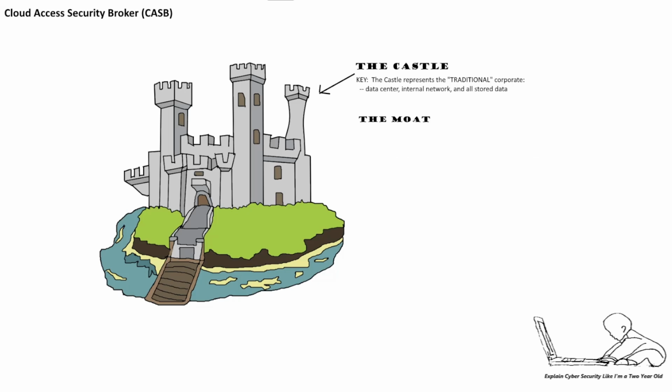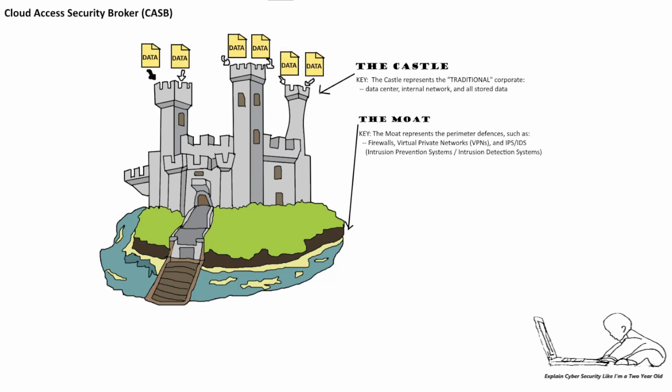And the moat would be all the perimeter defenses, such as firewalls, virtual private networks (VPNs), and IPS/IDS intrusion prevention systems and intrusion detection systems. And ultimately, all of these perimeter defenses would be to protect the company's data, e.g. the company's pot of gold.